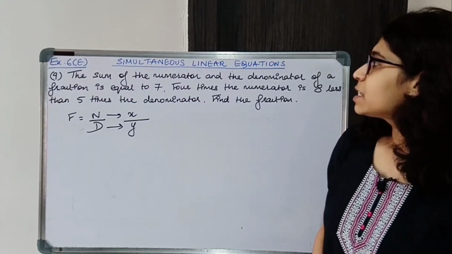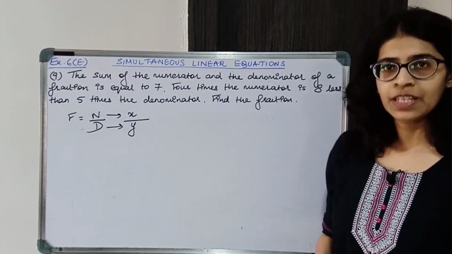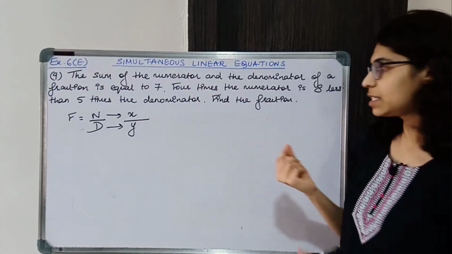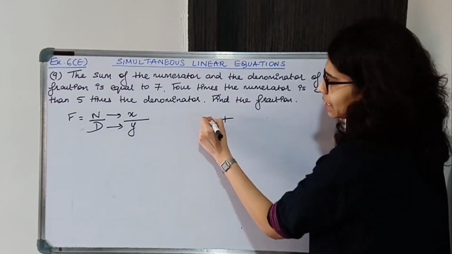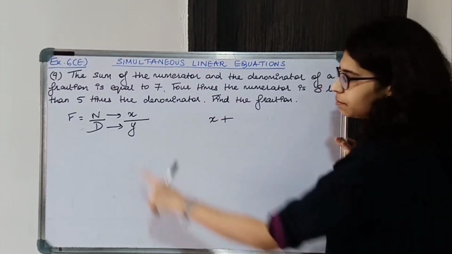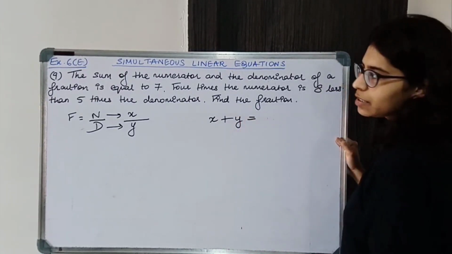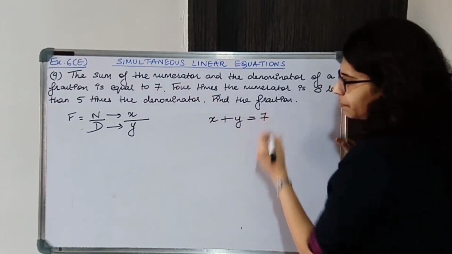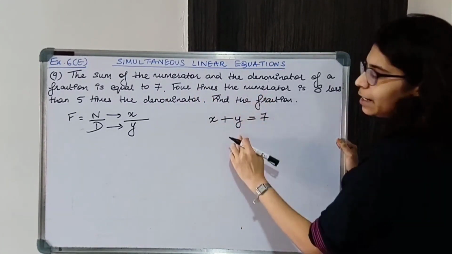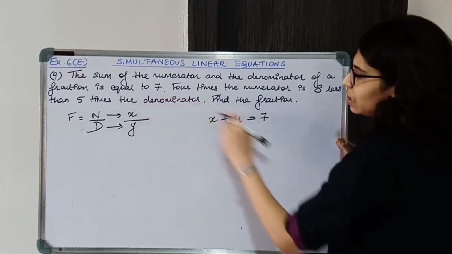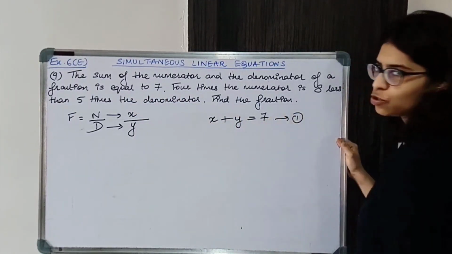First condition states the sum of the numerator and the denominator of the fraction is equal to 7. Sum means addition, plus, of the numerator. Numerator is x. And the denominator, that is y, is equal to 7. So sum of numerator and denominator of the fraction is equal to 7. This will give me first equation.